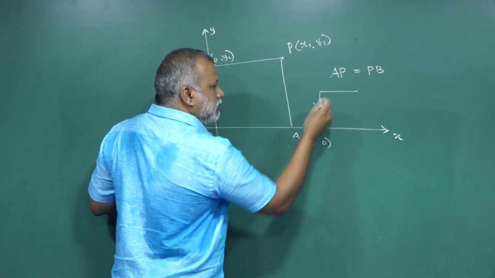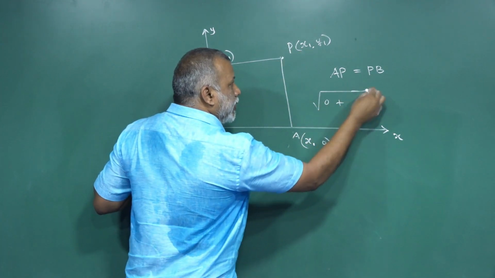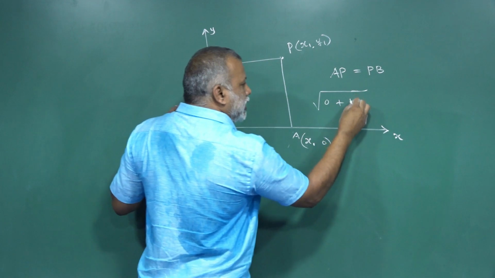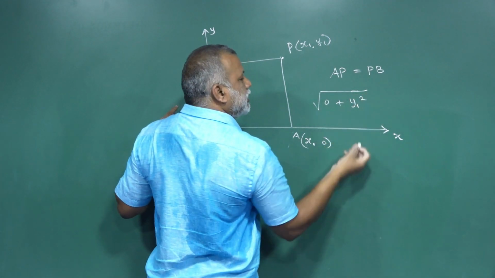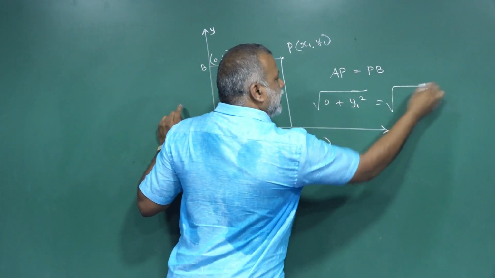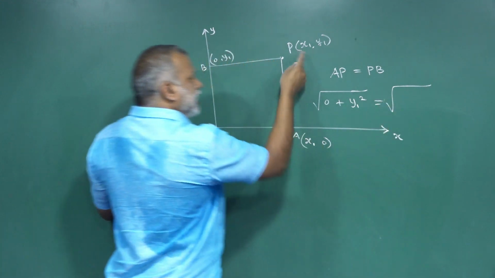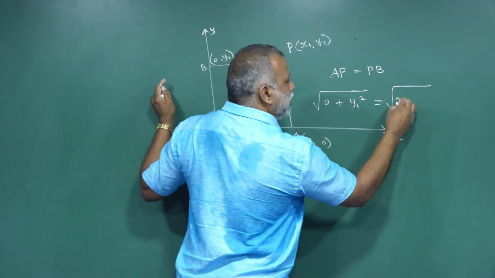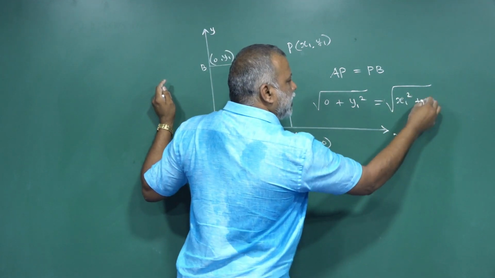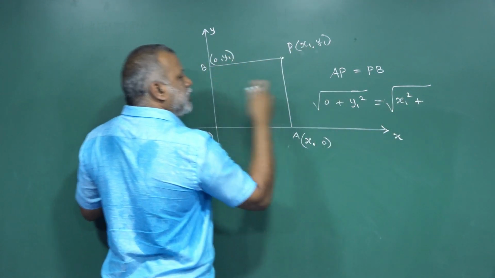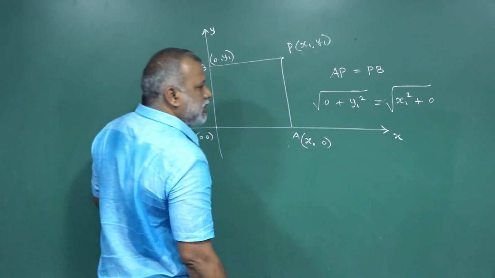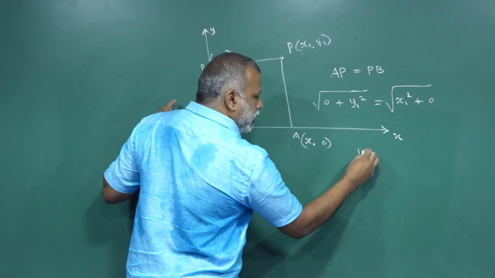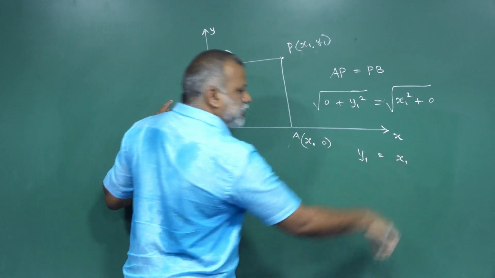x1 minus x1, that must be 0. y1 minus 0, that means y1 squared, is equal to, again the square root of, here also the same concept, x1 minus 0 the whole squared, therefore x1 squared, plus y1 minus y1, again it must be 0, squared, and the root will be removed. y1 equal to x1.